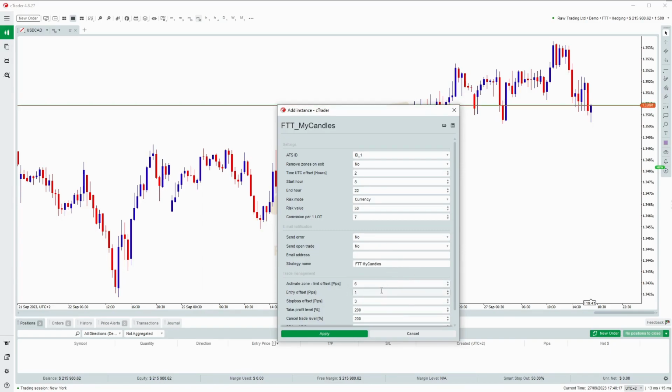This setting allows you to set the offset for the entry. This means that if you enter 1 pip in this field, the limit order will be placed 1 pip away from the border of the zone.